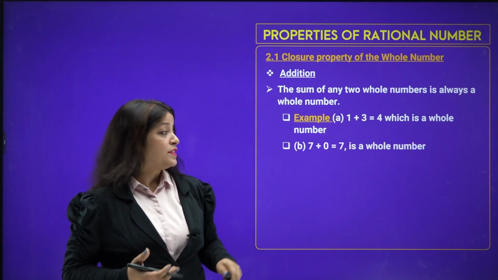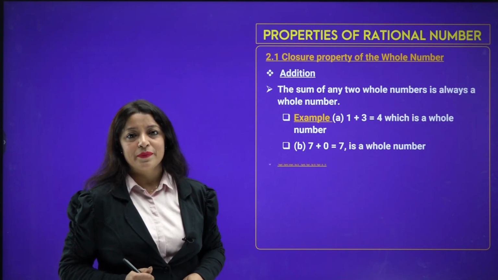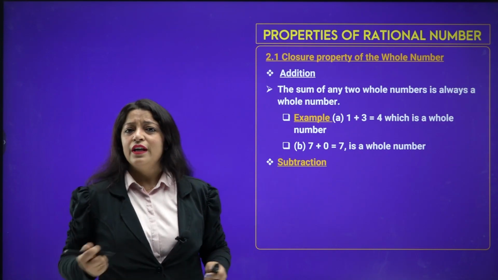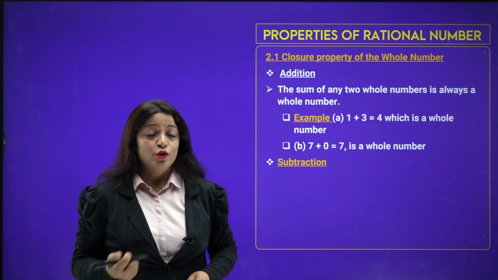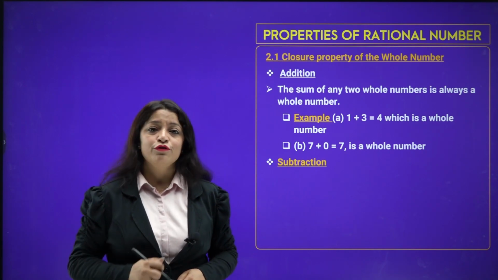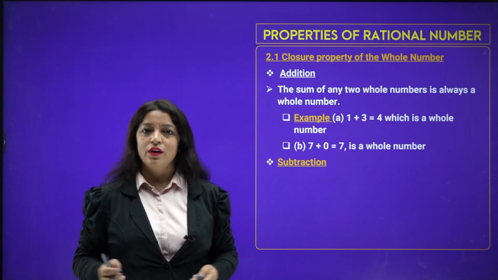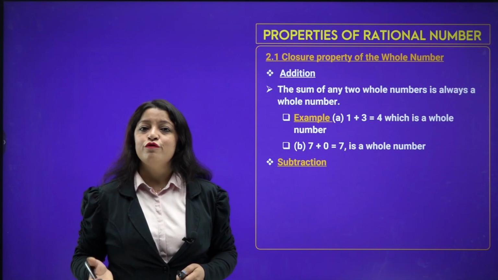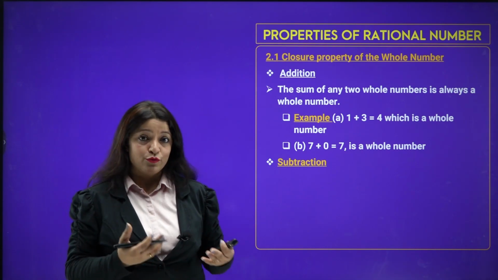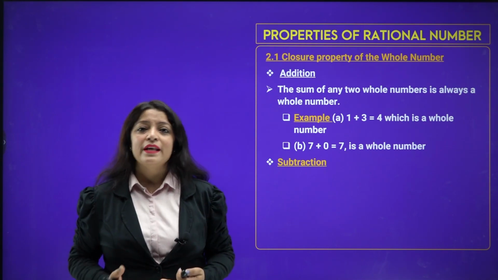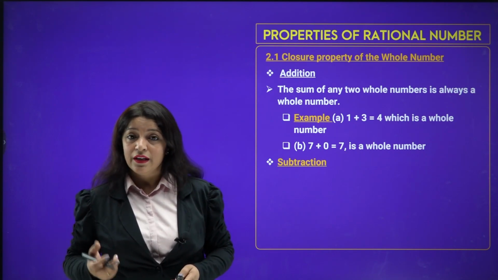Let us see, for 7 plus 0, the result is again 7, which is also a whole number. Now see subtraction. If we subtract any two whole numbers, is the result always a whole number? You may take 5 and 4. If you do 5 minus 4, you'll get the result as 1, and 1 is a whole number. But what if you do 4 minus 5? Is it possible to subtract 5 from 4? The result will be negative 1, and negative 1 is not a whole number, rather it is an integer.